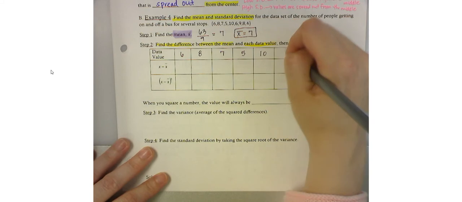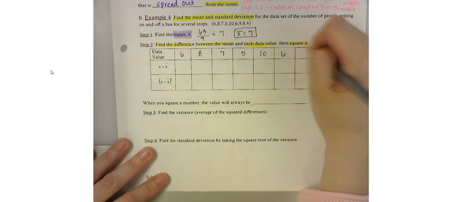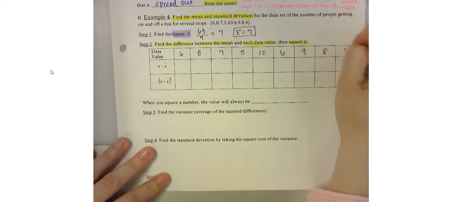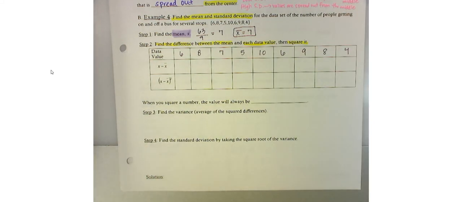Okay, so then for the first couple, I just wrote in what I did here. So to do 6 minus 7, I got -1. Now I have 8, so this is 8 minus 7, which is 1. 7 minus 7, which is 0. 5 minus 7, which is -2. And then we're just going to keep going. Okay, so can you guys fill in your top values?